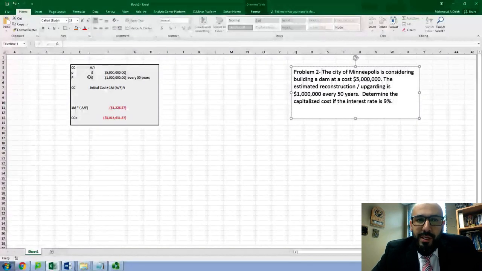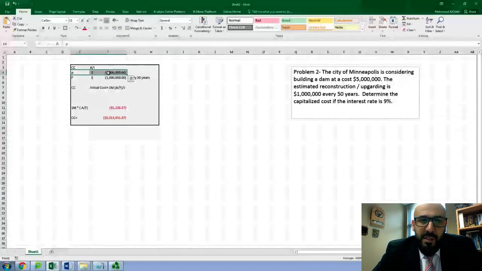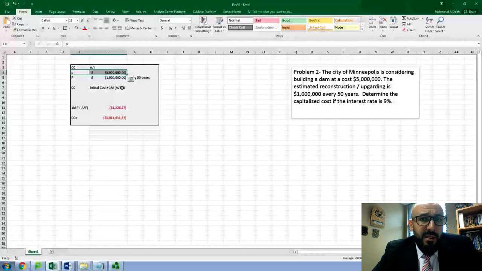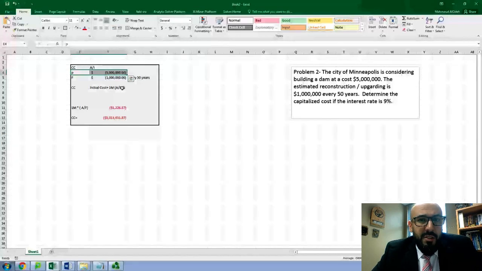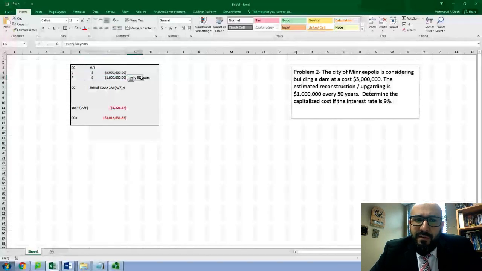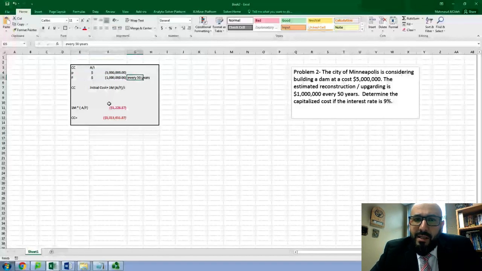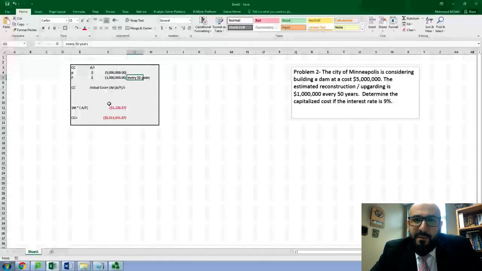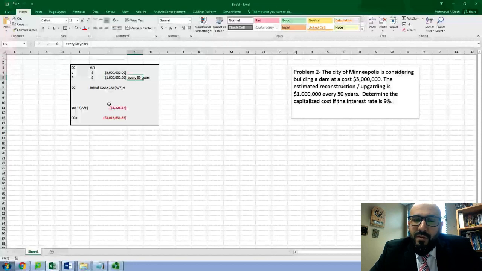In order to do this, we have to put down all the information from the question. So P is $5 million, and this is in a present format. There's no need to change it, just add it to the equation. The other number that we have is 1 million every 50 years. This is happening in the future, every 50 years, so we have to find A for that.